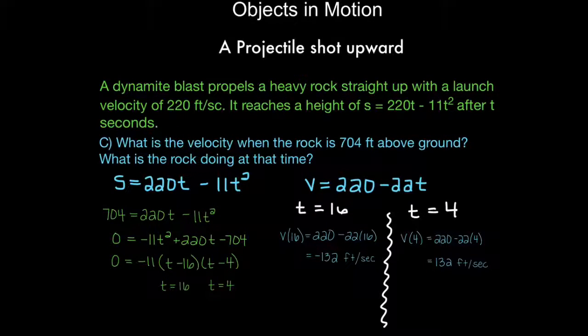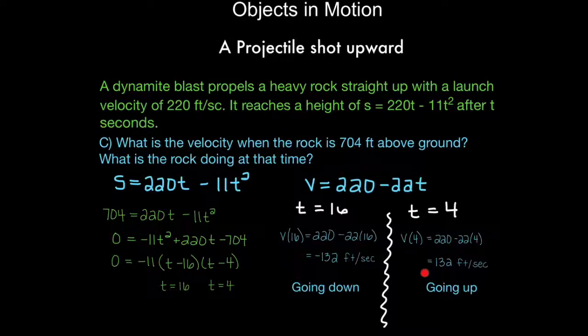And last but not least, we need to answer the question, what is the rock doing at that time? Well, at time t equals 16, we know that it's at 704 feet above the ground, but where is it going? By looking at the velocity, we see we have a negative number. Remember, velocity is the rate at which distance changes, or your speed. And if we have a negative speed, that means our object is going down. So at 16 seconds, our rock is going downwards.